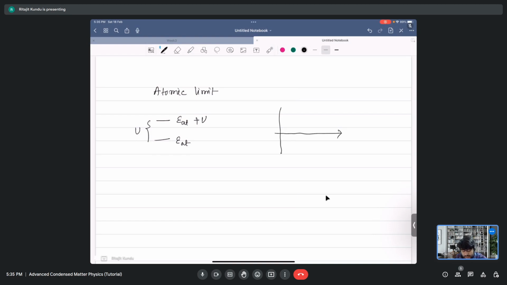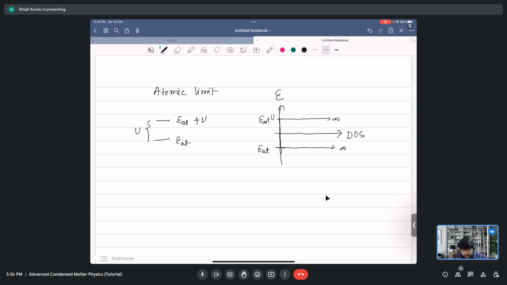Okay, and as I said, this has a large degeneracy, so you expect that these states will have a diverging density of states. So this is your density of states, and this is your energy. Let's say at E atomic and E atomic plus U, you have a Dirac delta function going to infinity, something like that. So you have two very sharp peaks in the density of states.